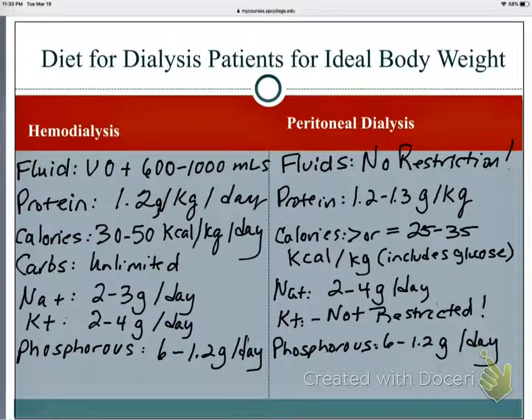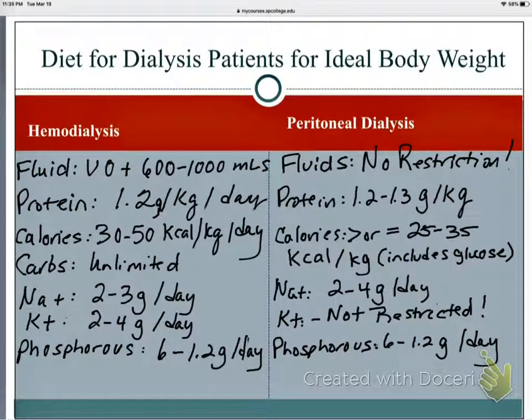Know it. Protein. Okay, for hemo, we are limited. Peritoneal, it varies, but it's almost the same. Calories fluctuates a little bit, right? But you do need to have calories. Carbs for hemo is unlimited. Unlimited carbs, right? So that's a good thing. Sodium is 2 to 3 grams a day for hemo, peritoneal is 2 to 4 grams a day.